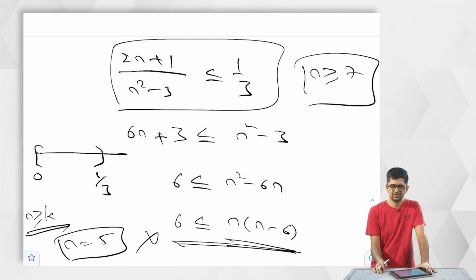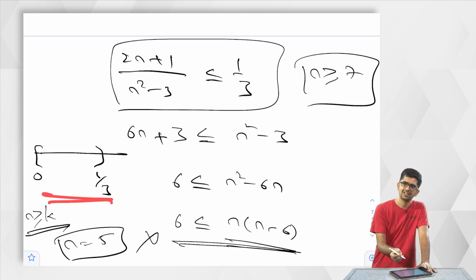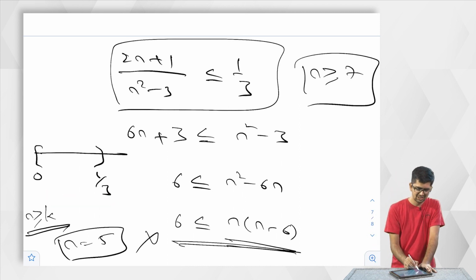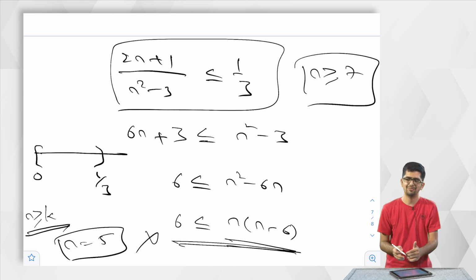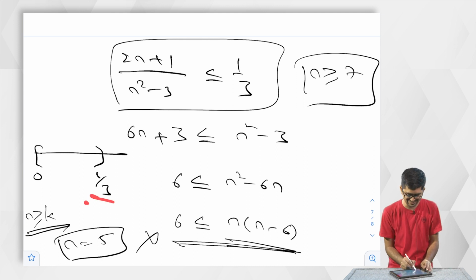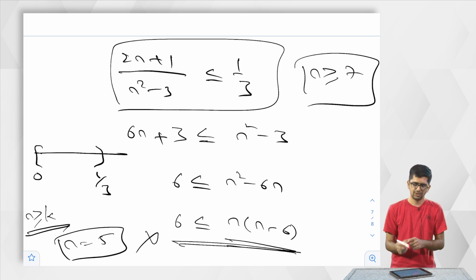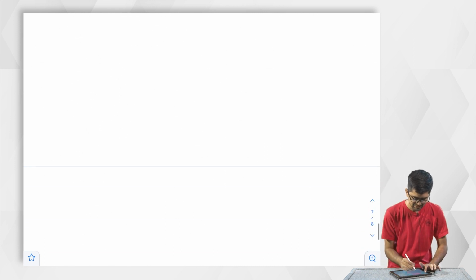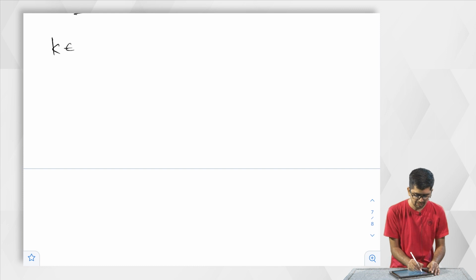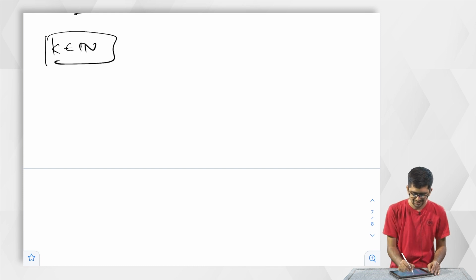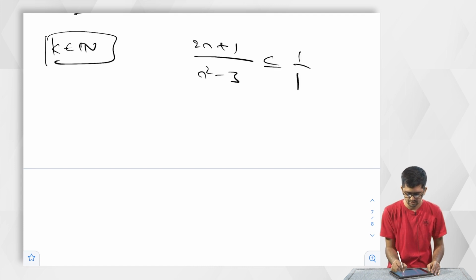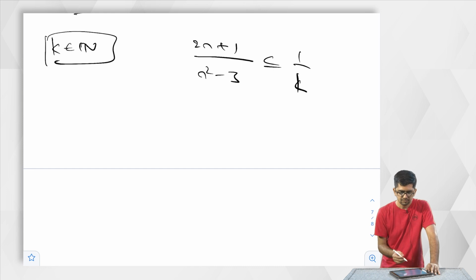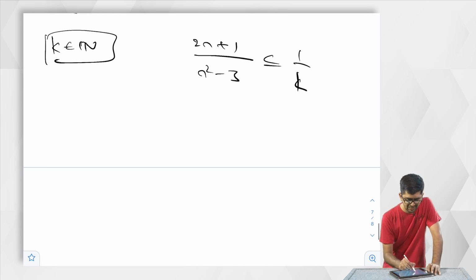But still let us not settle at this, let us try whether we can reduce the bound by some amount more. One can keep on going for 1 by 4, 1 by 5, 1 by 6 and so on, but that may be a bad idea. So let us fix some k belonging to N and see whether this is true: (n square minus 3) over n less than or equal to 1 by k. Is this true?